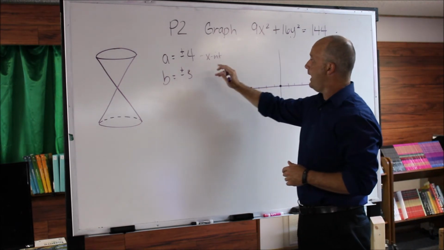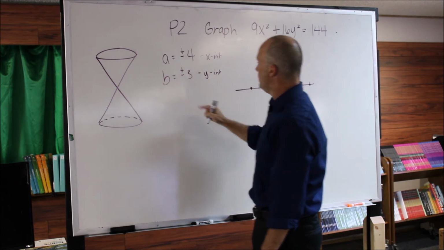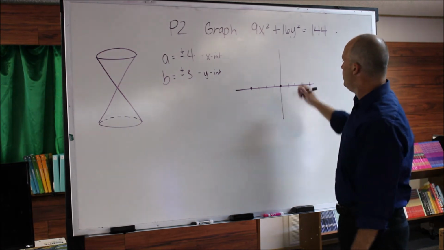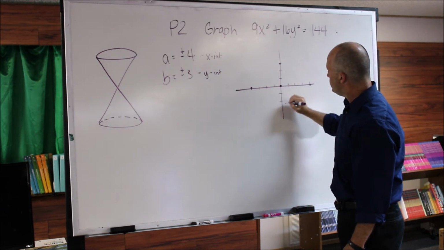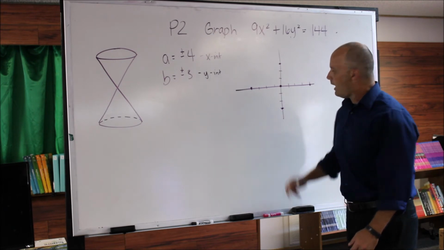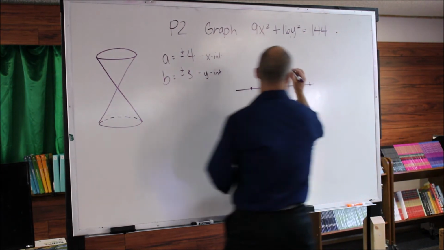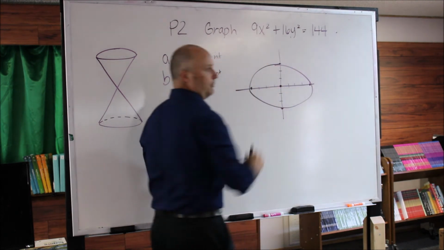Now, when we look at the b value, that's going to give us our y-intercepts. So our y-intercepts are going to be plus or minus 3. So go 1, 2, and 3, and then 1, 2, and 3. And now you have enough information to be able to graph this. So we're going to just go ahead and connect this together, and we're going to get a shape that looks like that.